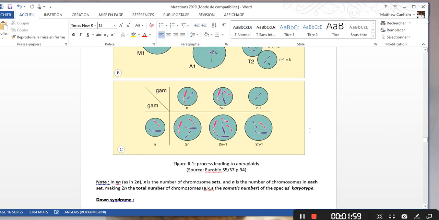Therefore, if a normal gamete fuses through fertilization with another normal gamete, you obtain a normal 2N cell. If you have a gamete with N plus 1, you're going to have 2N plus 1, and if you have N and N minus 1, you're going to have 2N minus 1. So here 5 chromosomes instead of 4, and here 3 instead of 2.